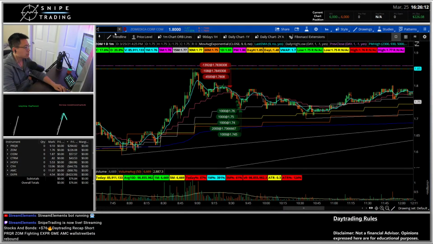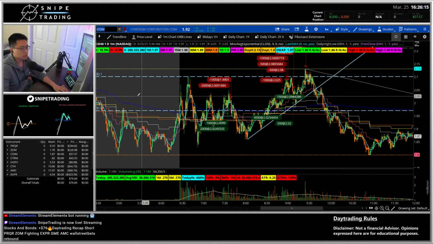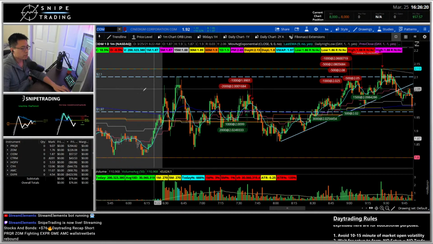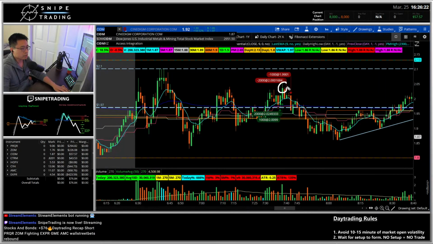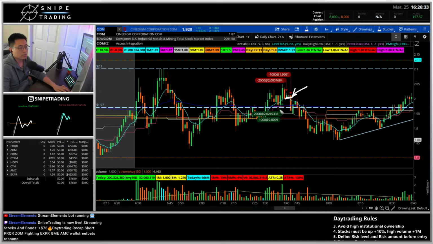Next trade was CIDM. So CIDM was a little tricky. It had a flag here. I went ahead and bought that flag. It didn't immediately break out, so I went ahead and downsized, minimized my shares and risk, and then took it off when that inverted cup and handle on the 1-minute chart for the reversion. So I stopped out there on the 1-minute reversal.